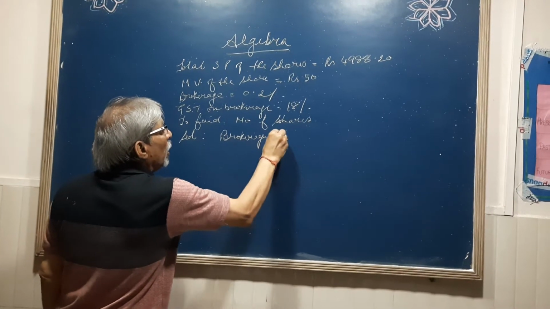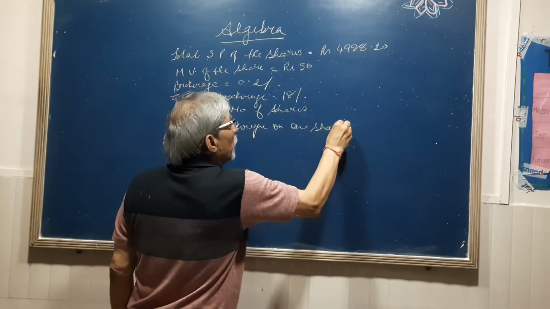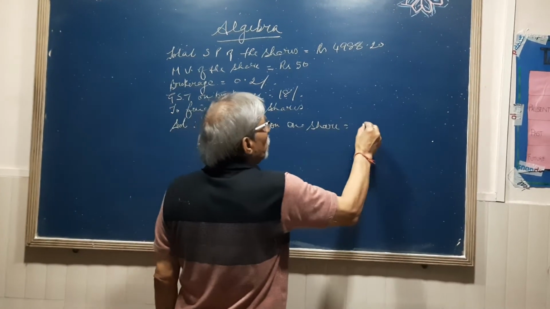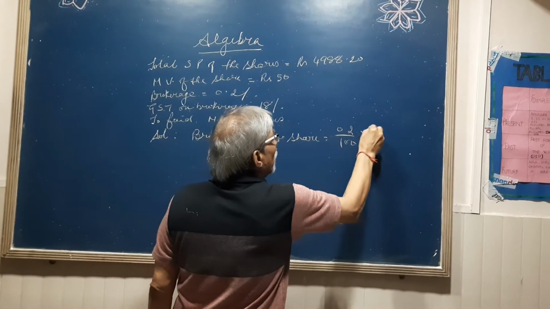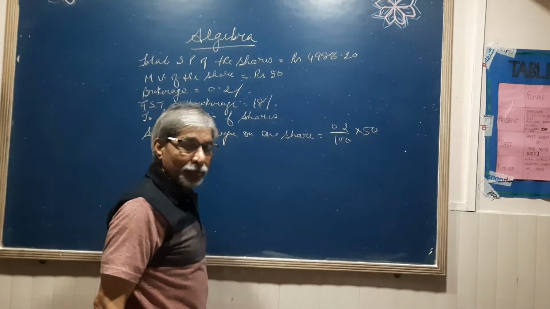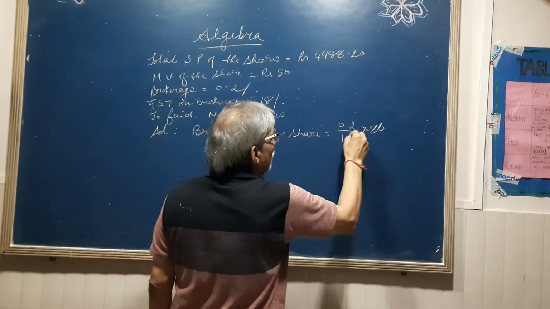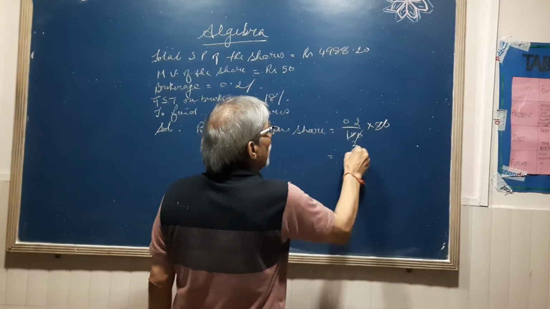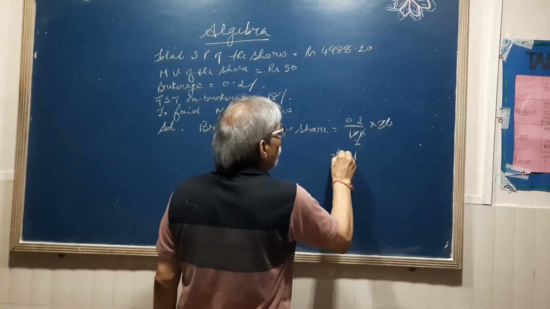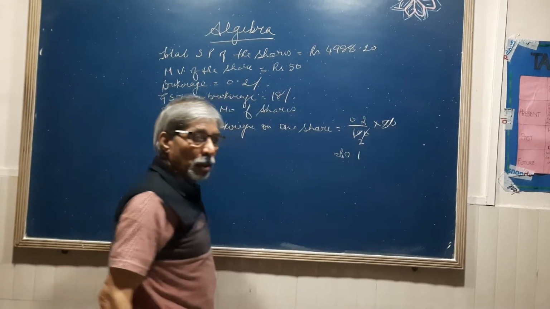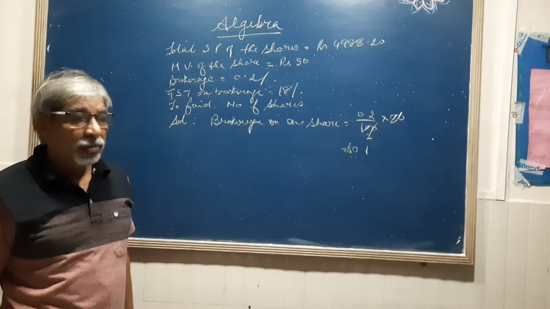Brokerage on one share is equal to 0.2 upon 100 into 50. 5 twos are 10, that is 0.1. So this is rupees 0.1 brokerage on one share.